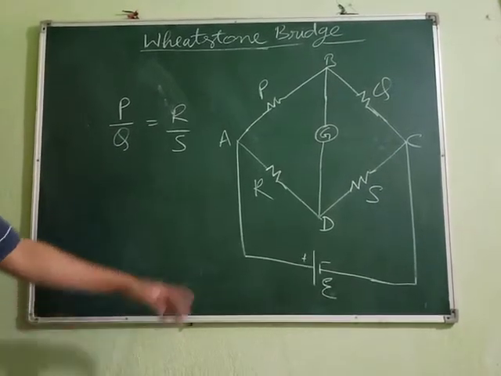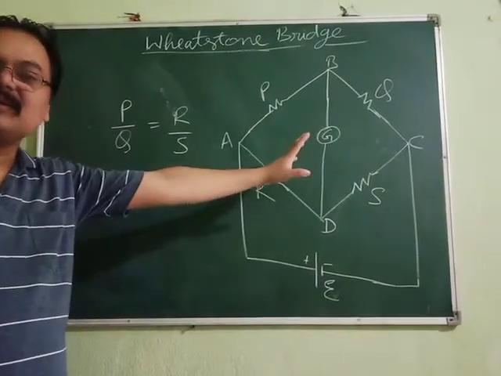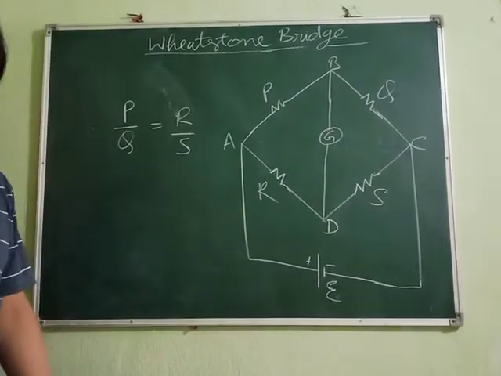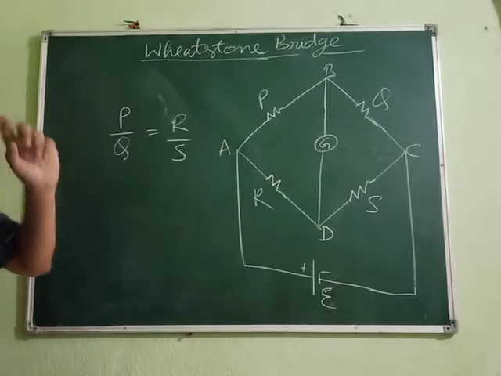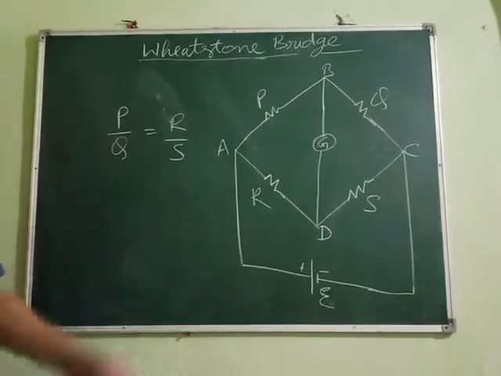See, P is the value of the resistance of this resistor, Q is the value of that resistance, R is the value of this resistance, and S is the value of this resistance. So this condition is there in the Wheatstone bridge. When no current flows through the galvanometer, then we get P by Q is equal to R by S.